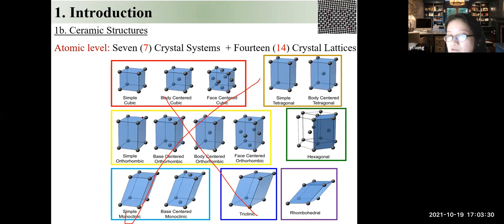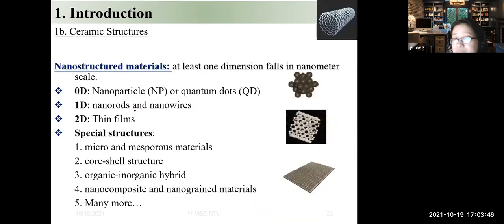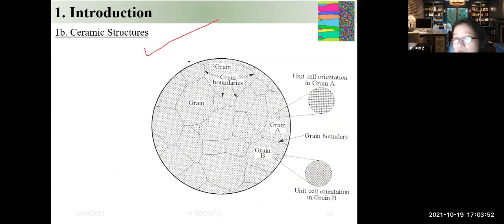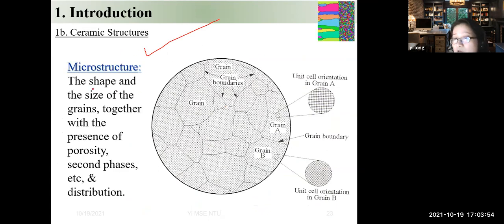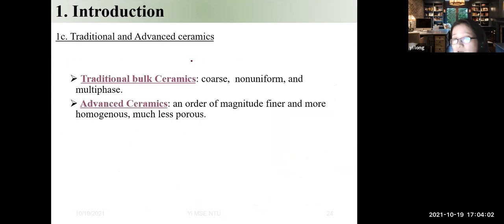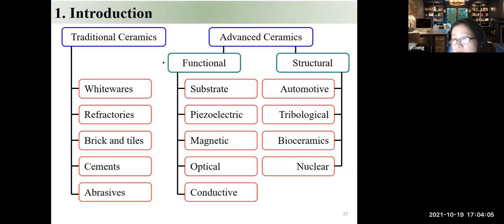So these are different atomic levels, but you should know them. When we talk about atomic, it means you determine crystal structures. Crystal structures have 7 different types, but the exact things like simple cubic and so on are not needed in this course. This one is needed. Structure, also this one is needed. So what are the microstructures? Like the shape and size of the grains and the pores, any second phase and all other distributions. So these are needed. And what are traditional and advanced ceramics? This one we need.